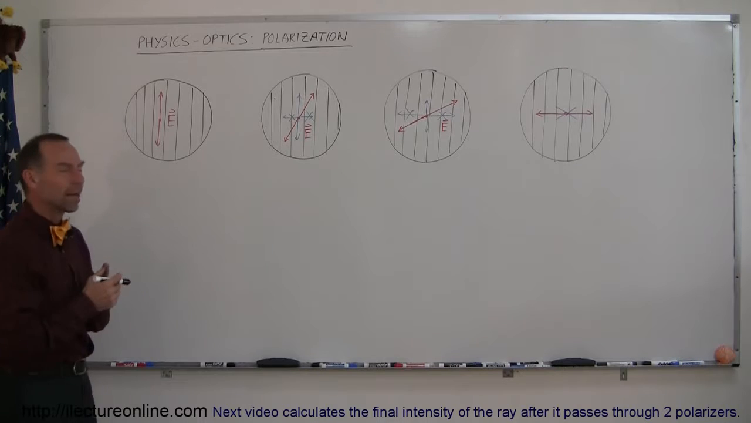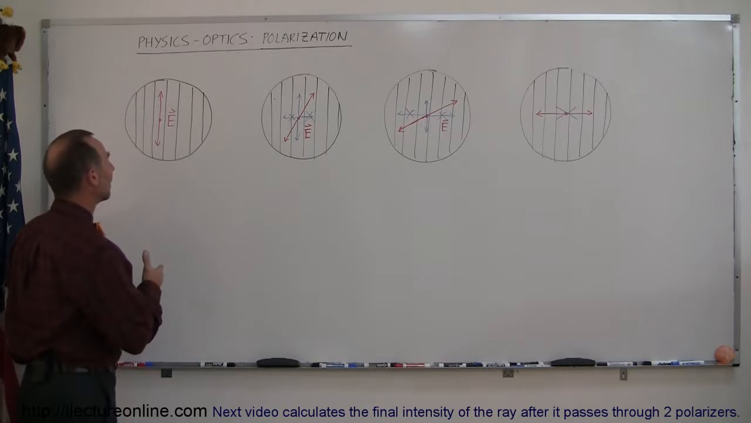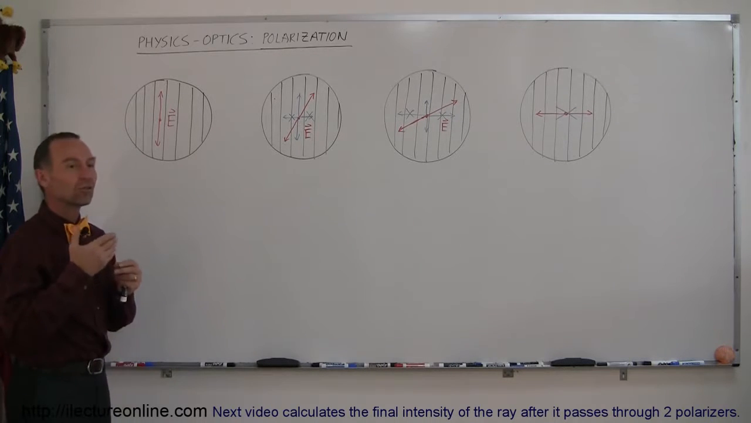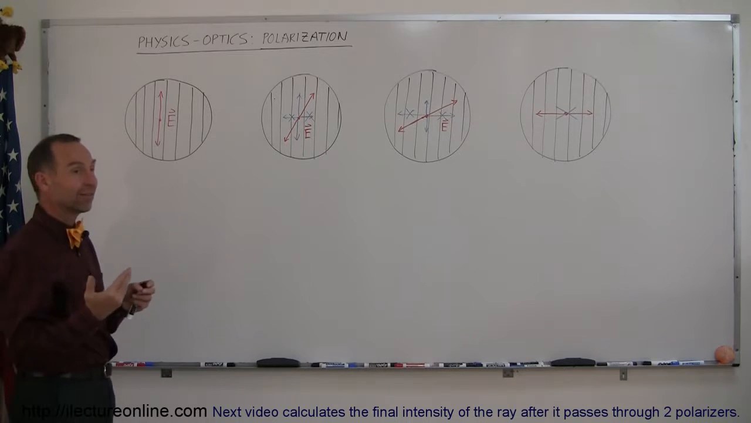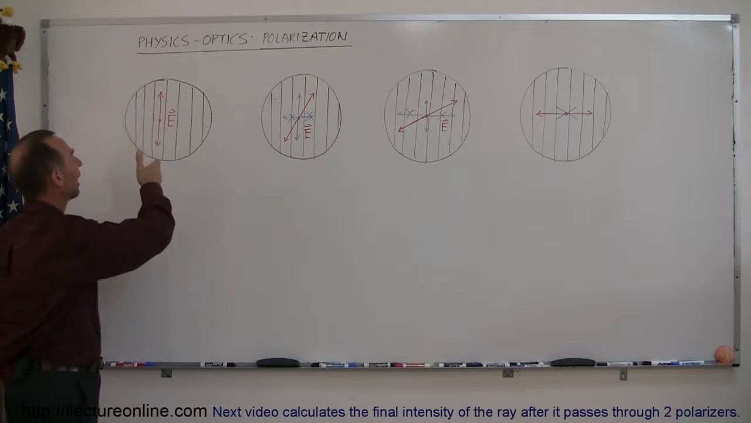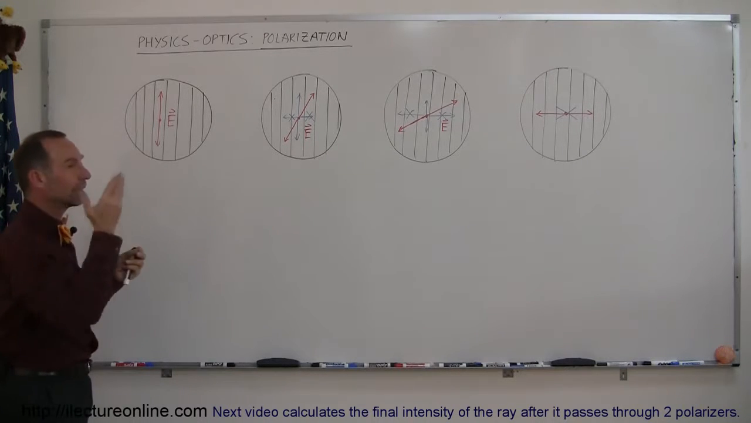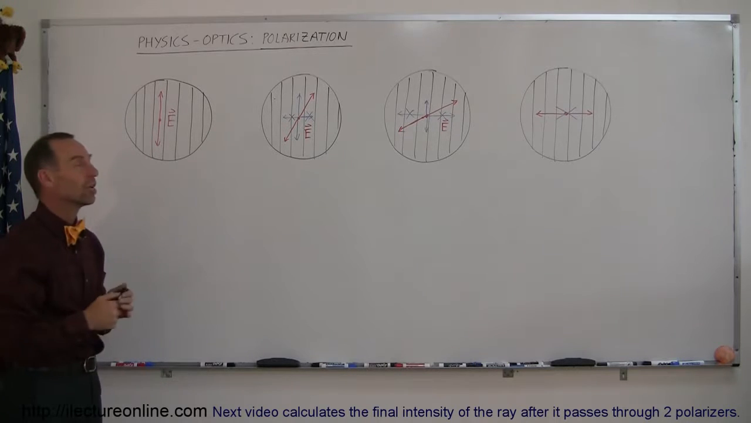And polarization can be accomplished in several ways. One of them is by using what we call polarizers. Polarizers are devices that allow the electromagnetic radiation to transfer through only in one direction. Now, if we have, let's say, light that comes in with the electric field oscillations going vertically, and the polarizers are oriented vertically, then the light has no trouble getting through. It goes right through the polarizer unchanged.